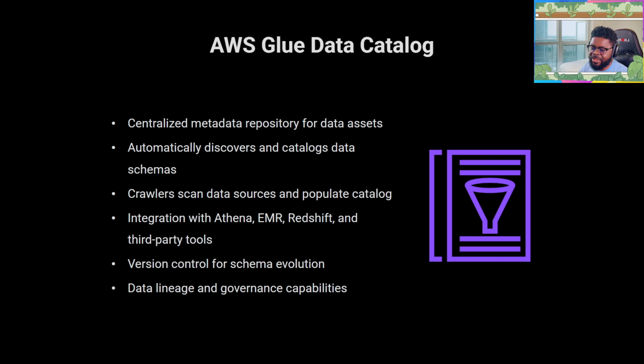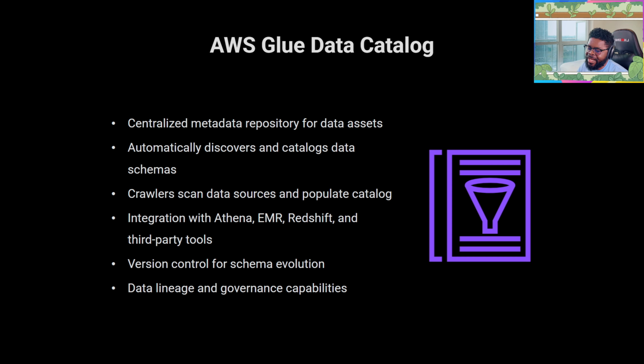Glue Catalog can actually fetch your data and create all the metadata you need. All those columns that we were trying to describe, it can create a catalog for them, and it just makes it easy. You don't have to do it yourself. So that's really the second point: it automatically discovers and catalogs your data schema.